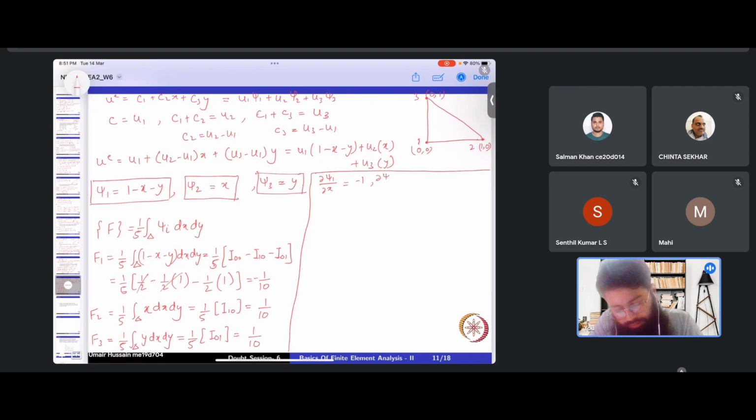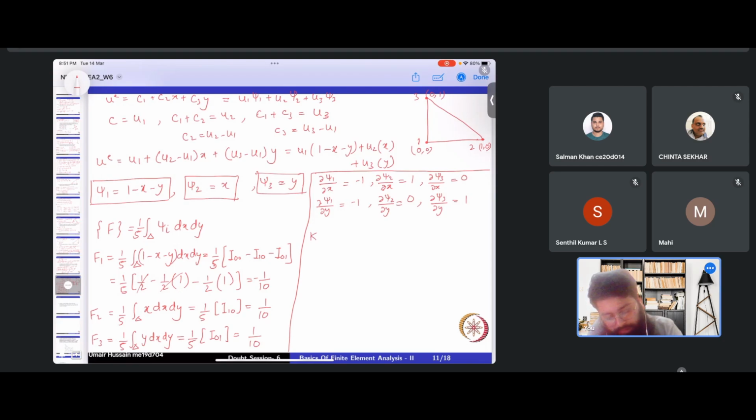So dou psi 2 by dou x is 1 and dou psi 3 by dou x is 0. Dou psi 1 by dou y is minus 1. Dou psi 2 by dou y is 0. Dou psi 3 by dou y is 1. Okay, so we'll try to do as many components of this K matrix as possible.